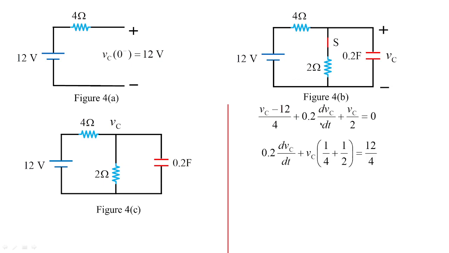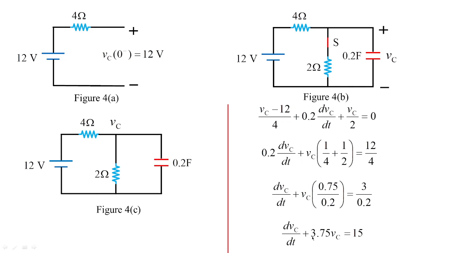Just simplify this equation as 0.2 dVc by dt plus Vc, taking Vc outside, (1 by 4 plus 1 by 2), and you have 12 by 4 taken to the right side, which becomes 3. Then divide by 0.2, so 3 by 0.2, and you obtain dVc by dt plus 3.75 Vc equal to 15. Once again, this is a form of non-homogeneous equation.